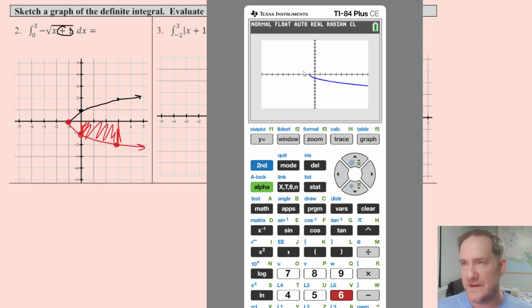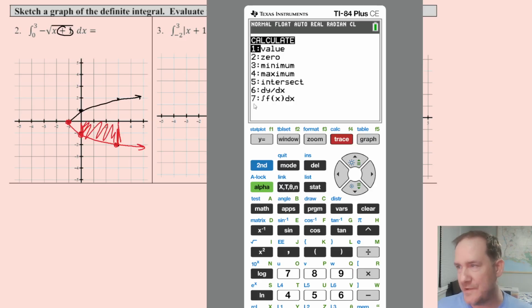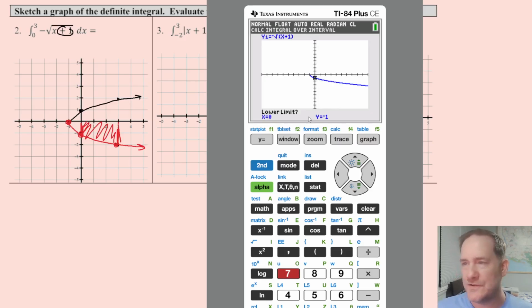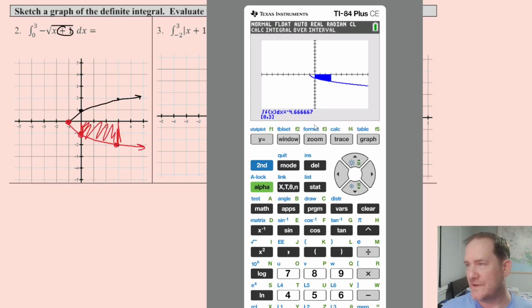Now to calculate the value of an integral, you go to the blue function right above trace and you hit second calc. And you're going to pick the number 7 at the bottom, which literally says integral of f of x dx. So pick 7. It'll ask you for your 2 limits of integration. For this one, you'll just say 0 for the lower and 3 for the upper. It'll even shade the region in nicely for you and tell you that the answer is negative 4.66666666.